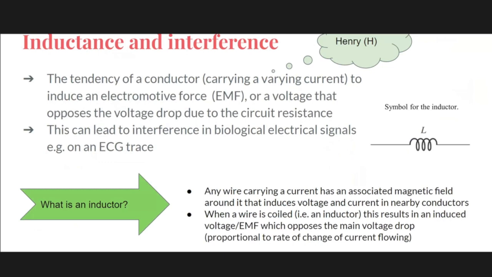And so the special feature of a coiled wire is that it induces a voltage which opposes the main voltage drop, and that's proportional to the rate of change of the current flowing. That's confusing. But essentially, when a wire is coiled, it creates a magnetic field around it, and that creates a voltage itself, but it's an equal and opposite voltage to the one that's running through the wire.